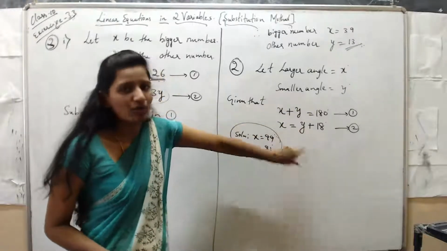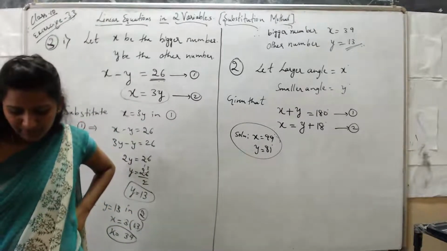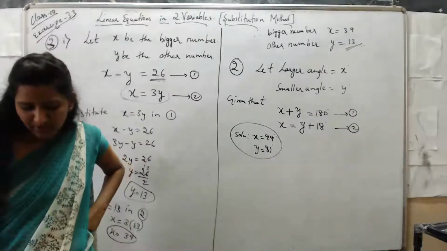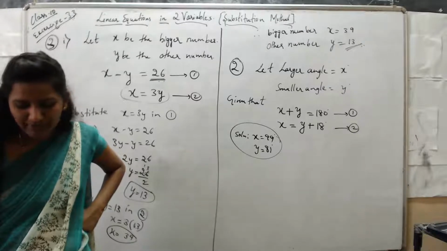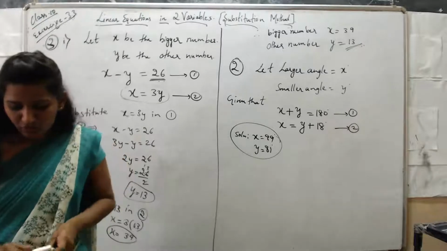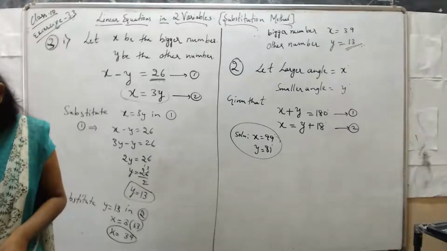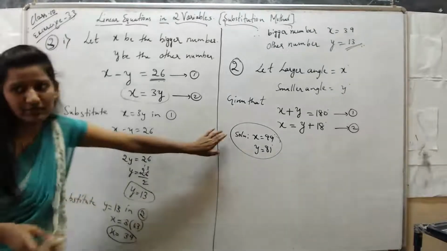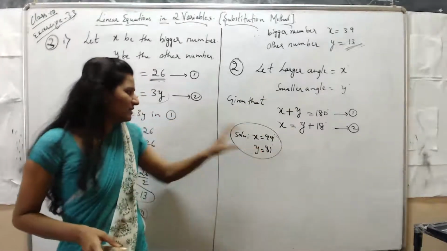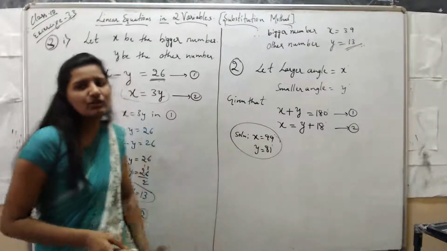Okay, this is for homework. Next. The coach of a cricket team buys 7 bats and 6 balls for 3,800 rupees. Later, she buys 3 bats and 5 balls for 1,750 rupees. Find the cost of each bat and each ball. Is this clear? Solve these two by the substitution method. You should find the value of x and y. You will get x is equal to 99 and y is equal to 81.